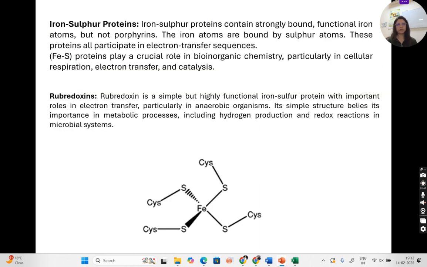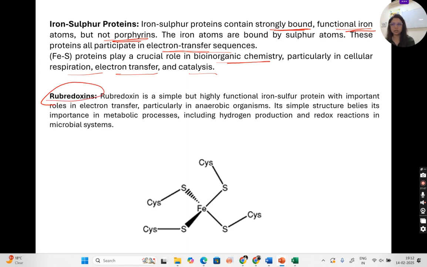Now we will move forward to a different topic, which is iron sulfur proteins. The iron sulfur proteins contain strongly bound functional iron atoms, but they are not porphyrin rings. They have iron and sulfur linkage. The iron atoms are bound by sulfur in this case, and these proteins all participate in the electron transfer sequence. Their role is electron transfer. FeS proteins play a crucial role in bioorganic chemistry, particularly in cellular respiration, electron transfer, and catalysis. So it has different kinds, and we are discussing some of them.